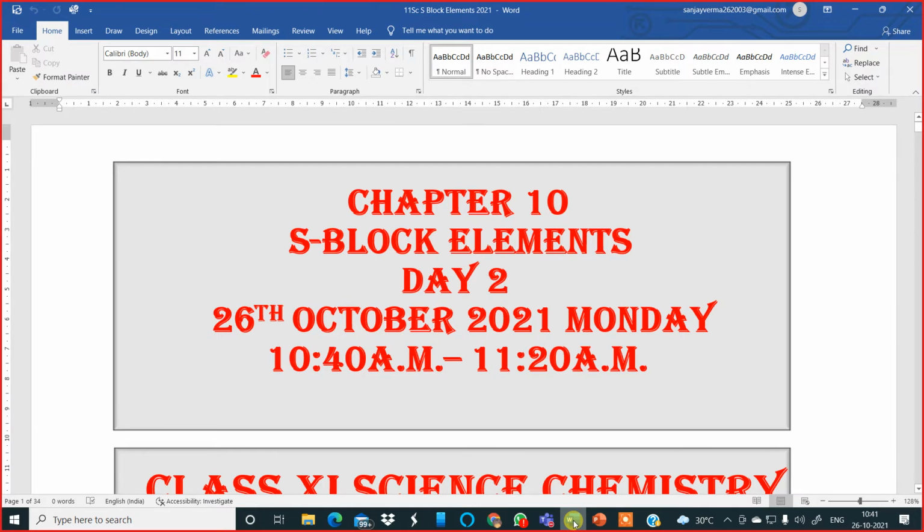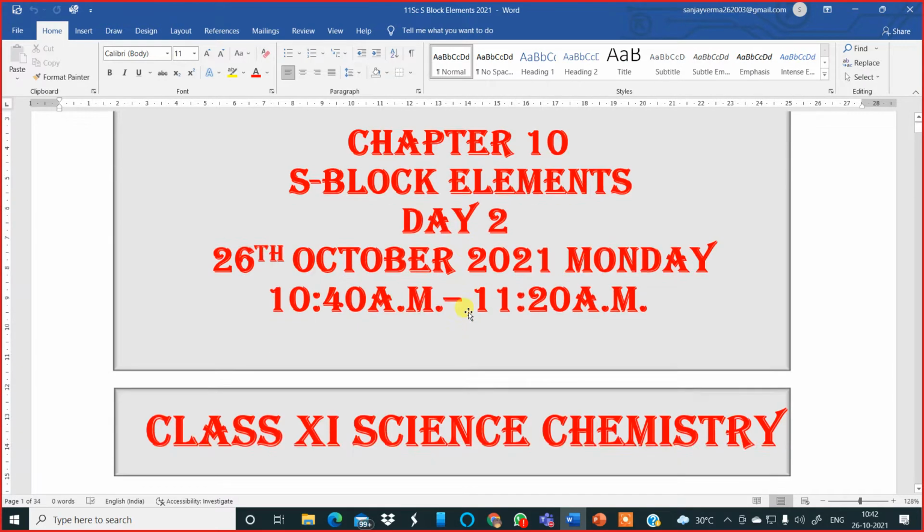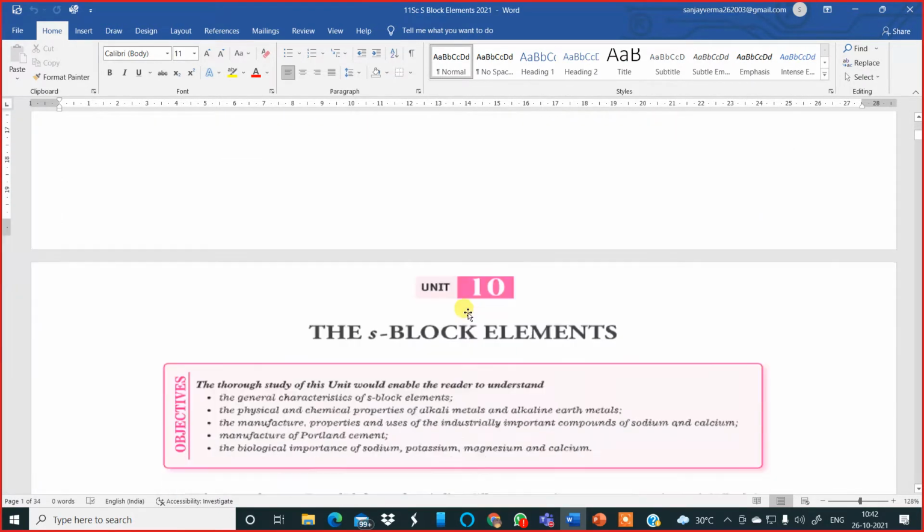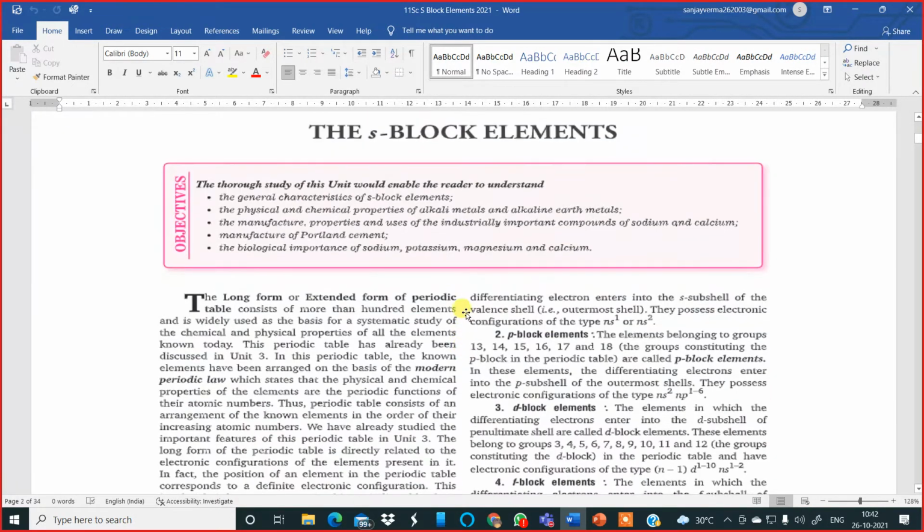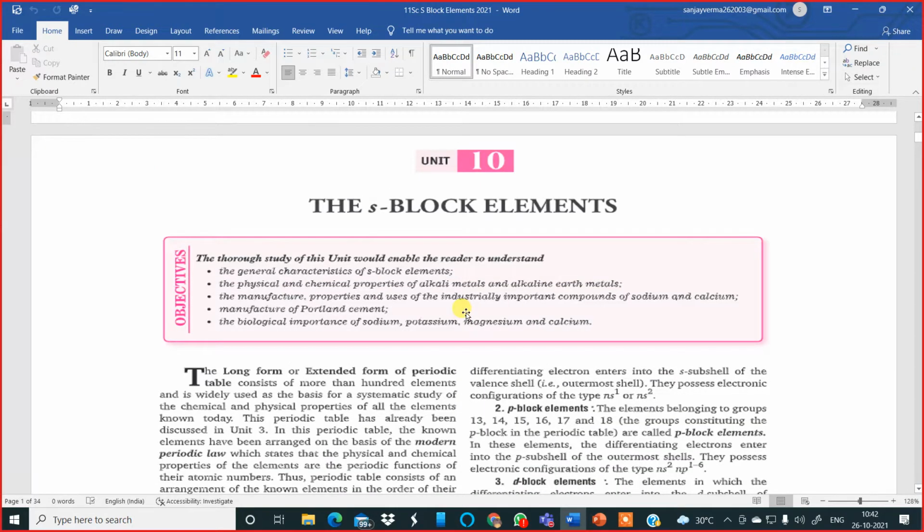So, we'll continue chapter 10, S block elements. Today, instead of going through the PowerPoint slides, I have just managed to download the ebook and present it in a Word document format, where I can mark the important things from this chapter. So, the S block elements.